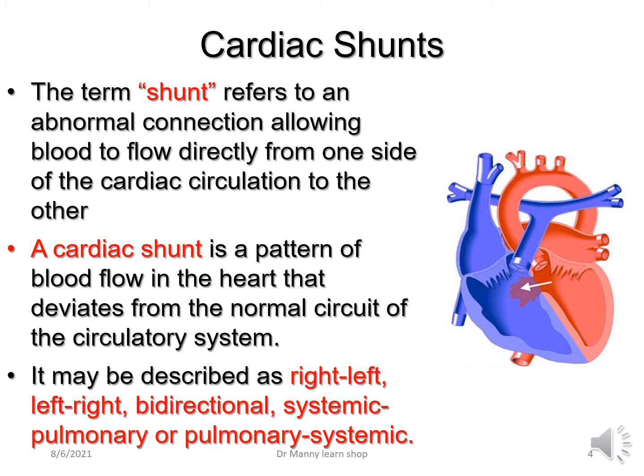So let's review. The term shunt refers to an abnormal connection allowing blood to flow directly from one side of the heart circulation to the other, right to left, left to right. A cardiac shunt then is a pattern of blood flow in the heart that deviates from the normal circuit. It can be described as right to left, left to right, bidirectional, systemic to pulmonary, pulmonary to systemic.